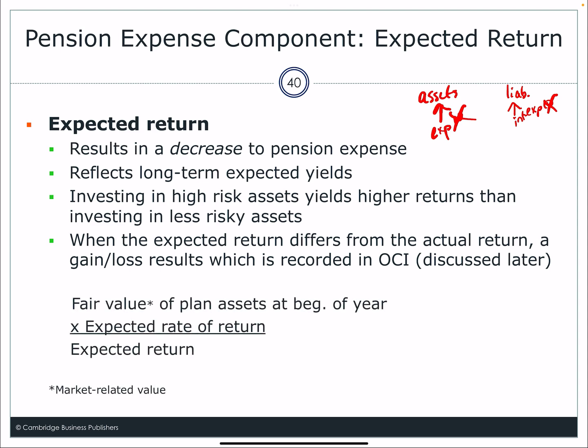The way we get that number is we take the fair value of the plan assets at the beginning of the year times the expected rate of return. Now notice it doesn't say actual, right? And they let us smooth pension to a certain degree because they just say, you know what, go ahead and take your current discount rate to adjust your liabilities, but you can do what you expect on the assets.